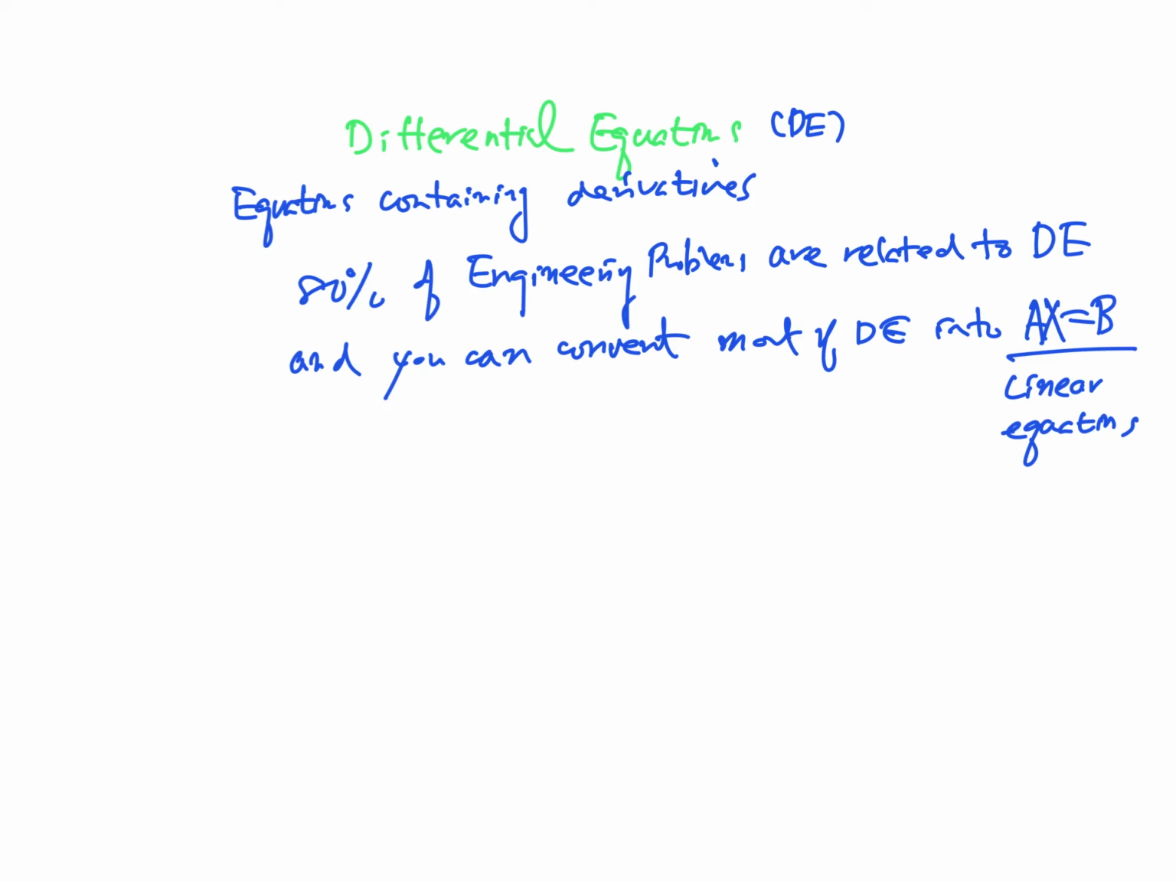So let's try to do some simple example. We are trying to find some function which yields cosine x when you differentiate. It's easy, right? So f(x) is sine x plus some constant.